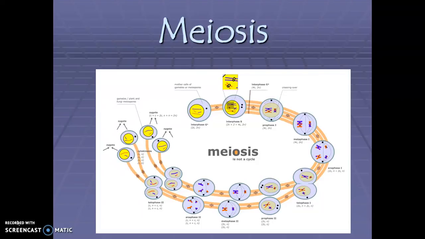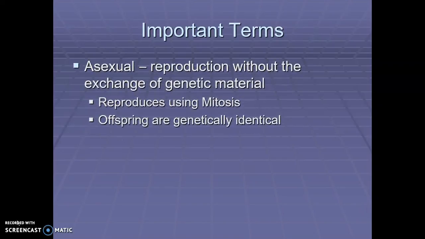Okay, but first let's start with a little pre-talk about some differences between organisms. Let's start with ways that they can reproduce. So we have asexual reproduction, which means without sex or without the exchange of genetic material. These organisms reproduce using a process that is really similar to mitosis, and all of the offspring are genetically identical. So they're little clones of one another.